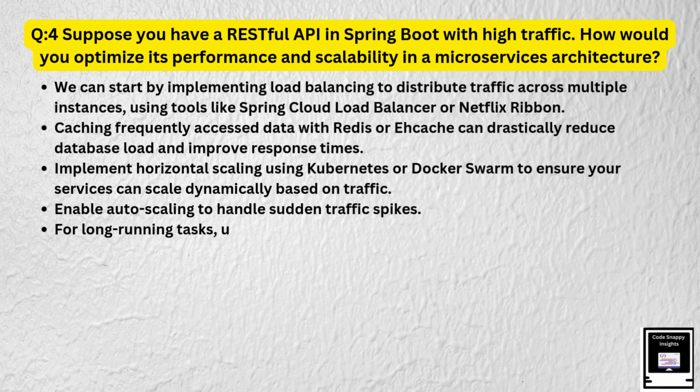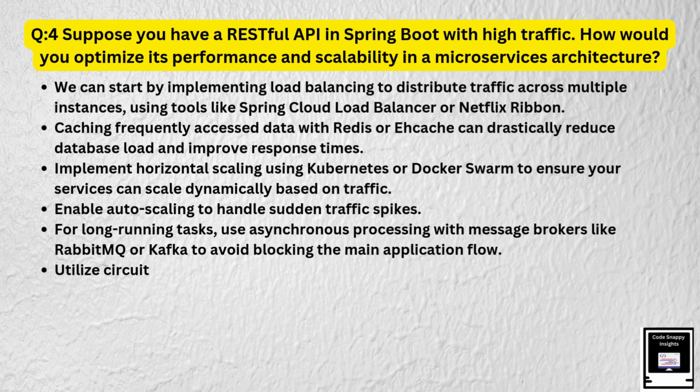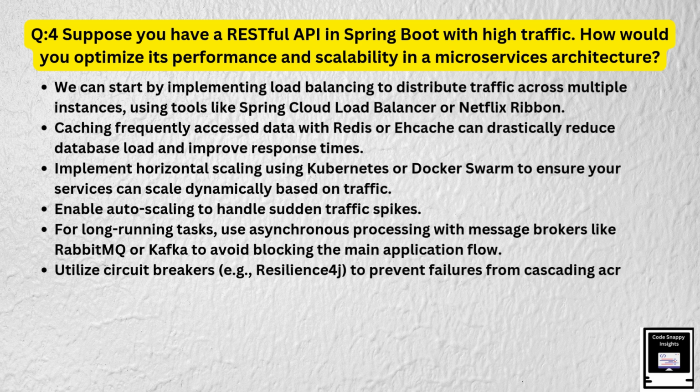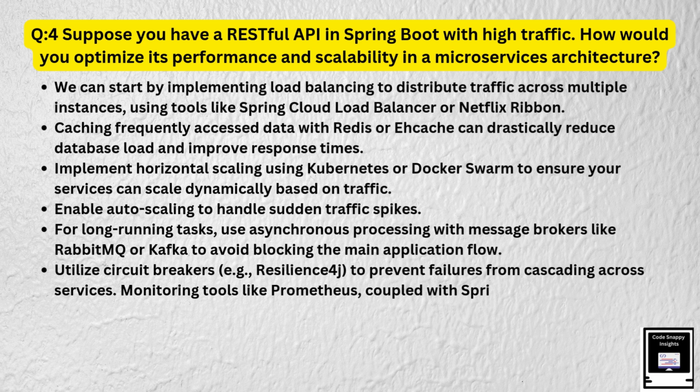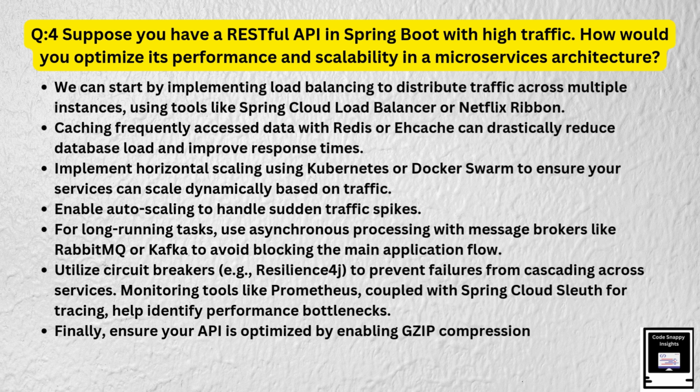For long running tasks, use asynchronous processing with message brokers like RabbitMQ or Kafka to avoid blocking the main application flow. Utilize circuit breakers like Resilience4J to prevent failures from cascading across services. Monitoring tools like Prometheus coupled with Spring Cloud Sleuth for tracing help identify performance bottlenecks. Finally, ensure your API is optimized by enabling GZIP compression and minimizing payload sizes to reduce network overload.